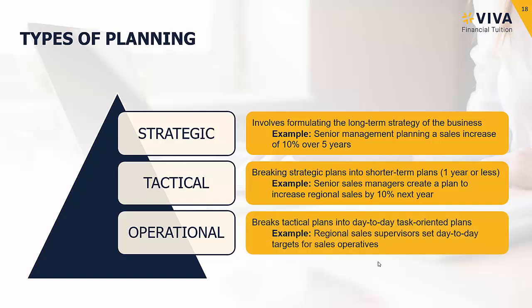And then the operational plan will be that real detailed day-to-day thing. We're saying, okay, in our particular region, we need to increase our sales by 10%, which will help the overall business increase its sales by 10%. So what we're going to do on a day-to-day basis to help us hit that particular target. Is that going to be increased activity in terms of sales supervisors? Is it maybe going to be increased marketing, and so on and so forth?